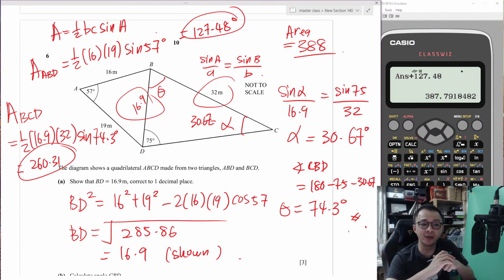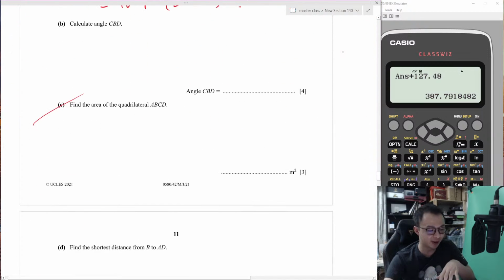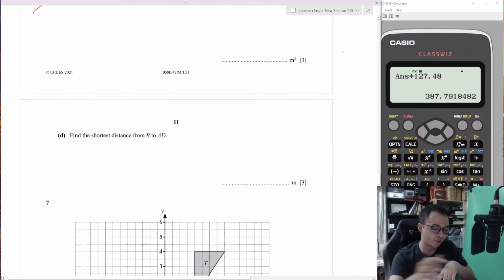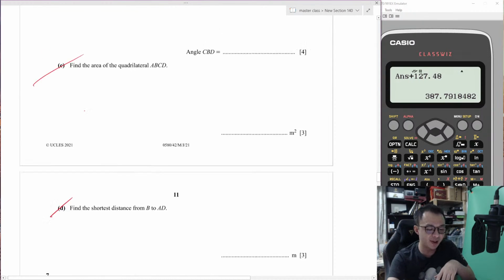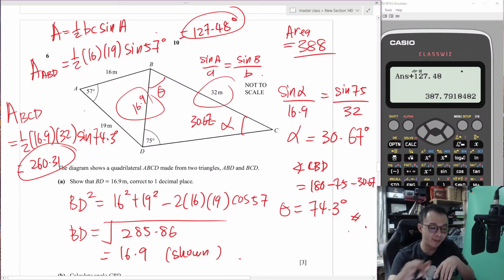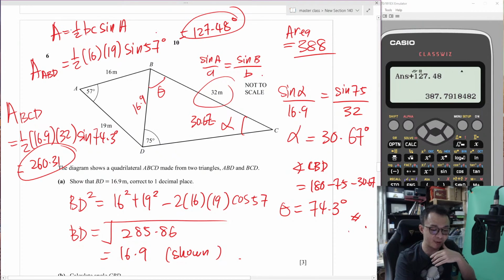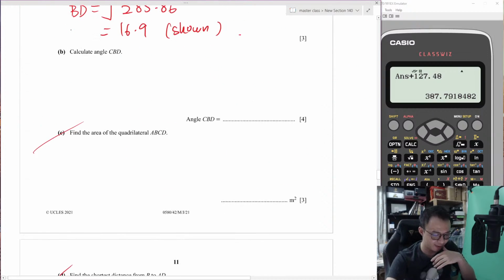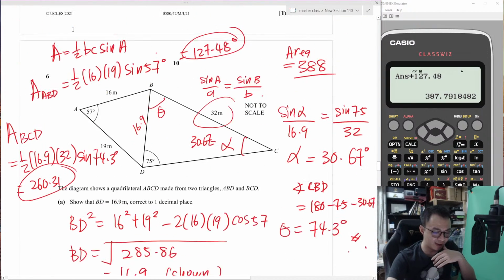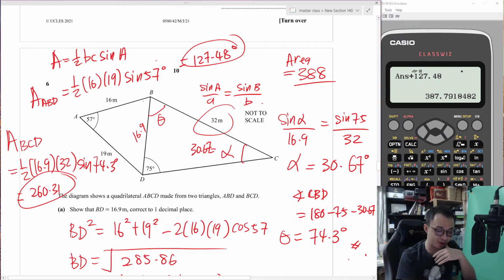Which component did you write? Yeah, I'm doing the C here right now and go for D. Find the shorter distance B to AD. Okay, B to AD. You want the shorter distance. Shorter distance always reminds you about 90 degree. So B to AD, what is that? Where is A to D? Oh, it's over here. So shorter distance must be the 90 degree distance.